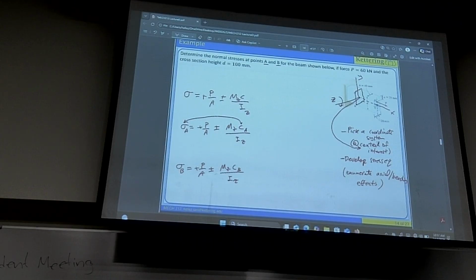For A, the MZC over IZ would be positive in this situation. For A, you said is it positive or negative? Positive, and it is positive. So we said we're bending about Z downward, so the top face gets elongated. For that reason, top face should be positive. So pick positive for that.